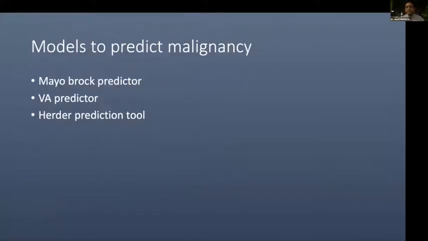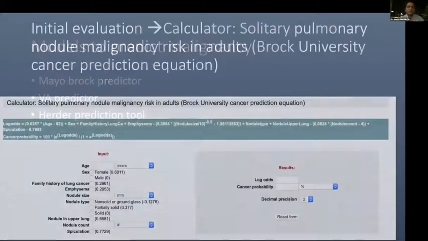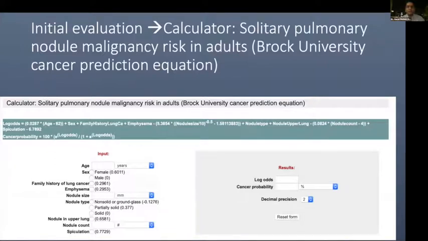So once we look at the CT scan and we decide something, what should we do? We're sitting in the clinic and we decide, okay, what is the predicted risk of malignancy for this lesion? There are many predictors out there: the Mayo predictor, the Brock predictor, the VA predictor, the Herder prediction tool. But mostly many people use the Brock predictor. You can key the points in online, and it's based on odds ratios. It produces a result and gives you a cancer probability.